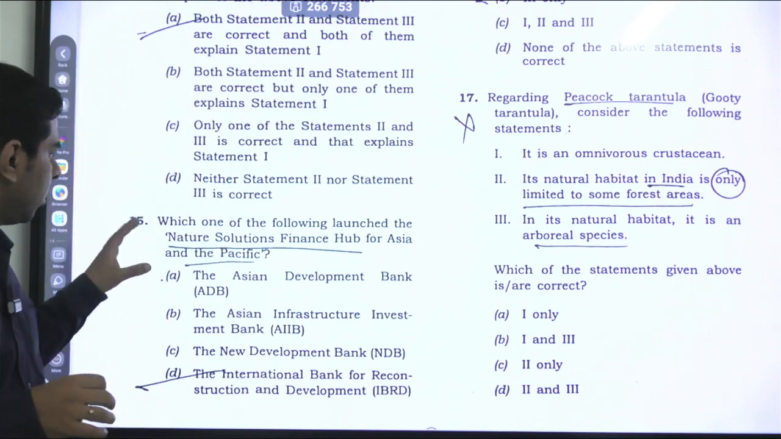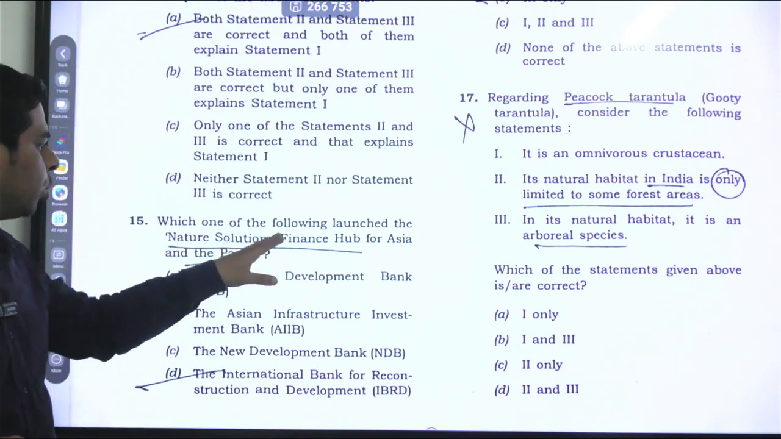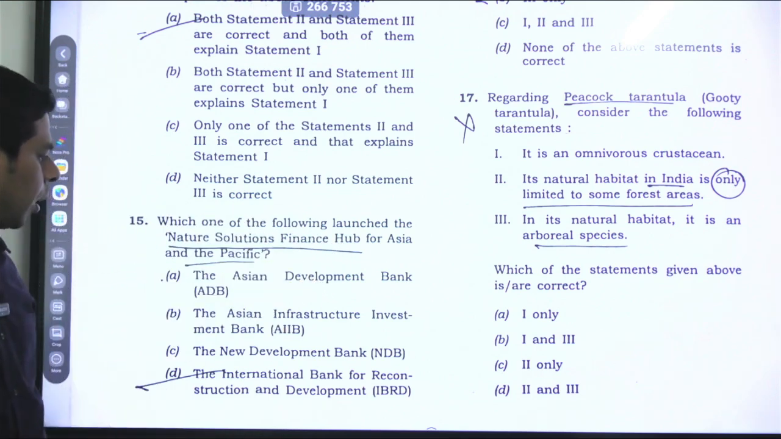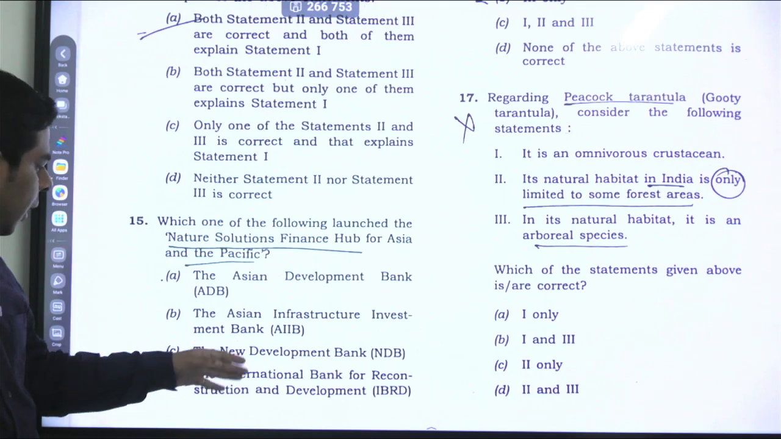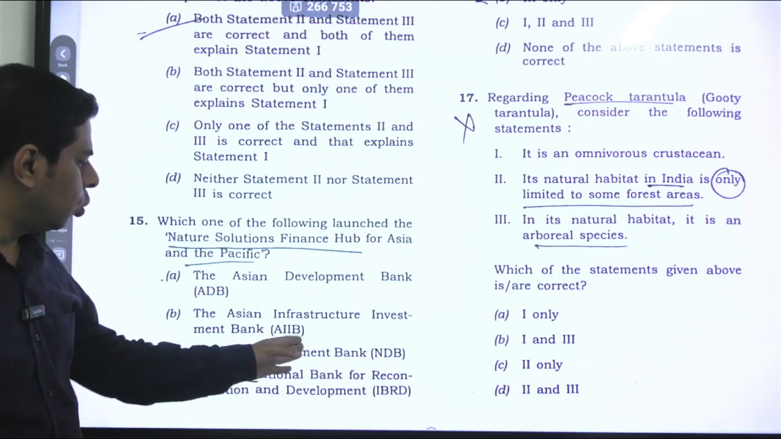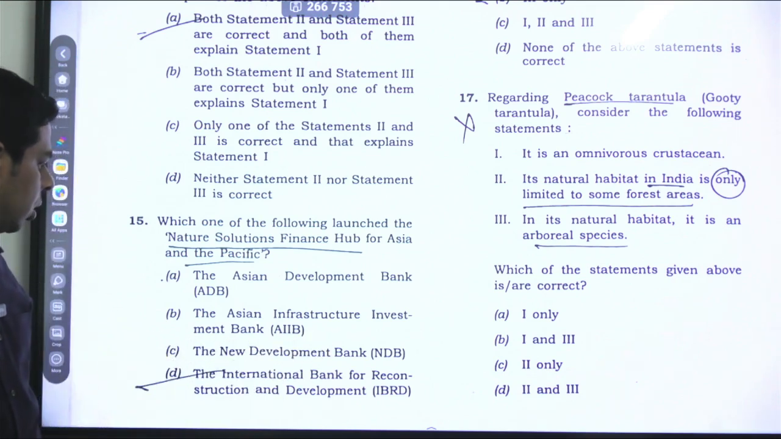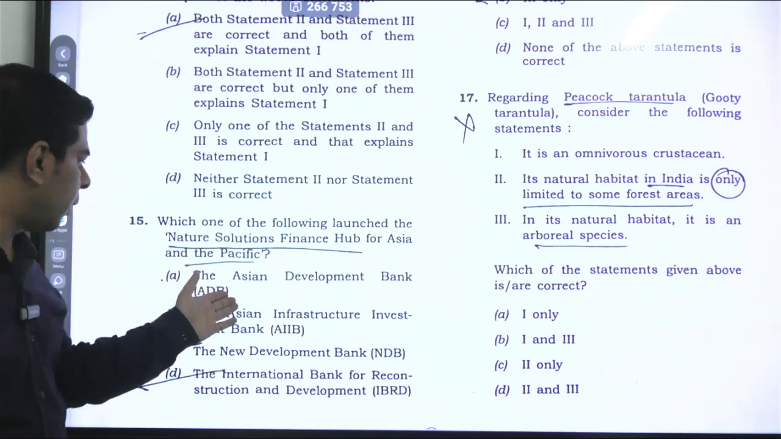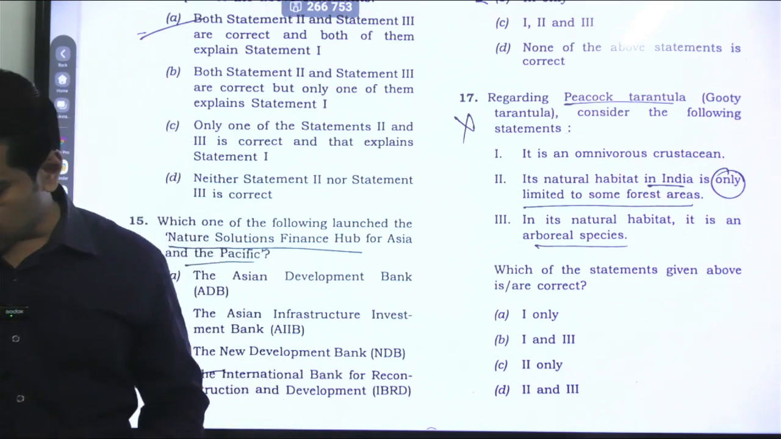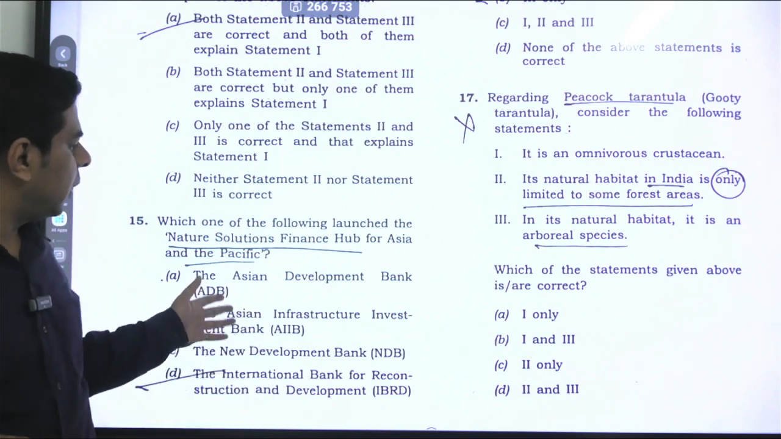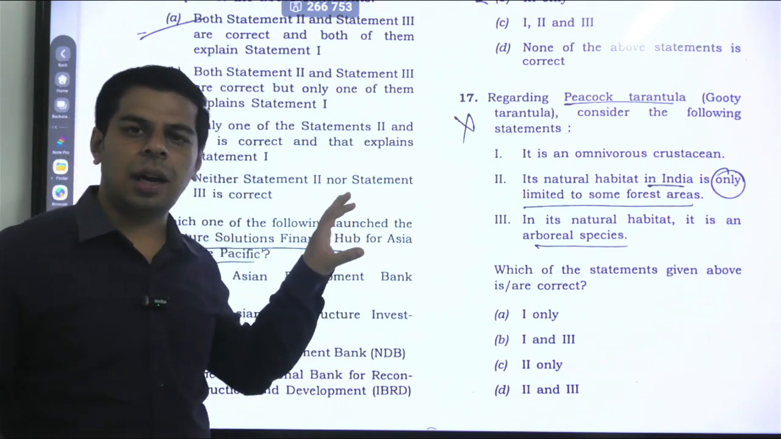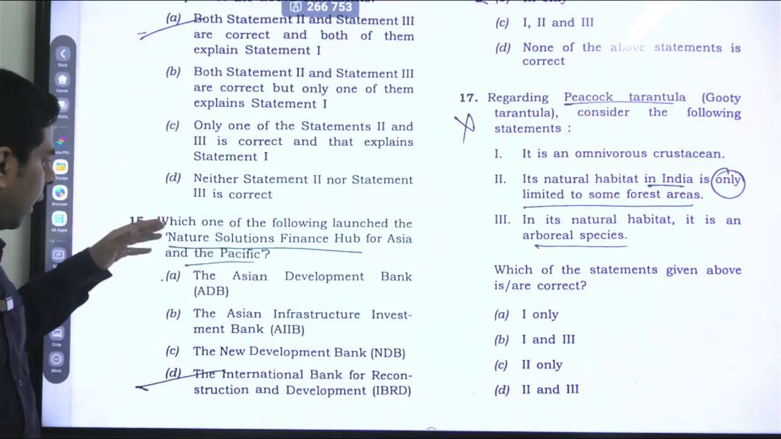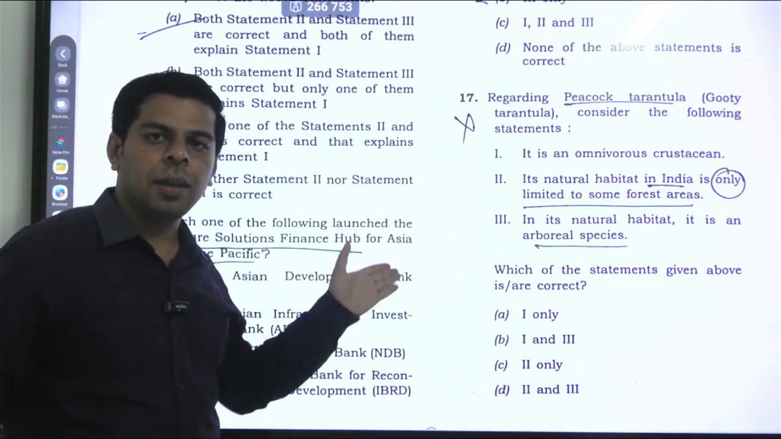So it says which of the following belongs to the Nature Solution Finance Hub for Asia and the Pacific. And the options are quite tricky because a couple of them are directly mentioned with the Asian part. The New Development Bank is linked with the Asian one. So it was a difficult nut to crack, and the answer is the Asian Development Bank. Those of you who got this one correct are definitely at an advantage. But such questions, if unattempted, are the right way forward, because probably even I had to check from the net what exactly is the body involved.